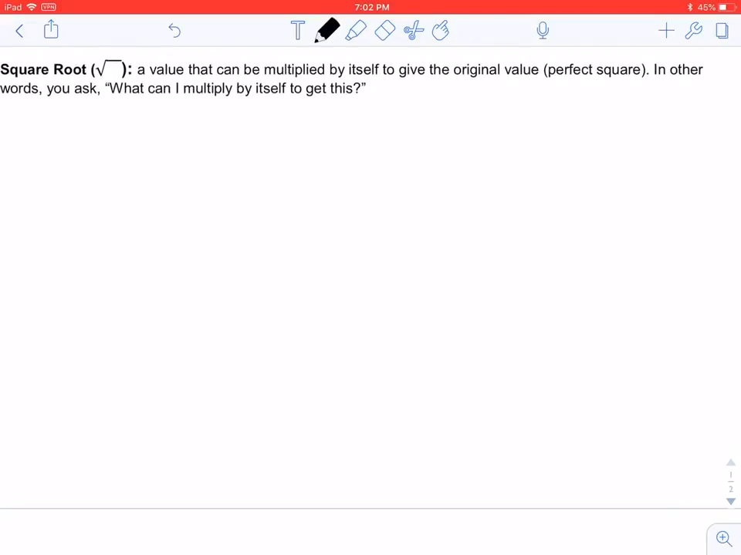And lastly, what is a square root? A square root is a value that can be multiplied by itself to give the original value, or the perfect square rather. For example, we ask ourselves, what is the square root of 1? What can we multiply by itself to get 1? We know that 1 times 1 equals 1. So 1 is the square root of 1.